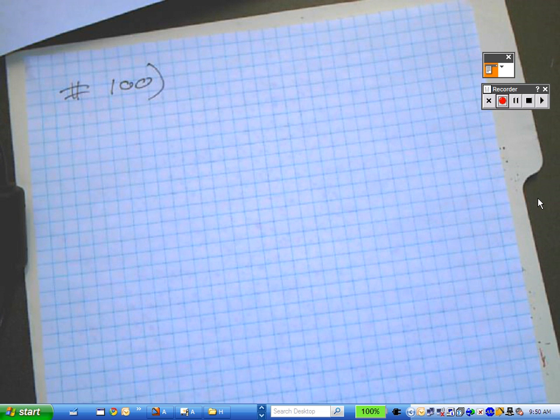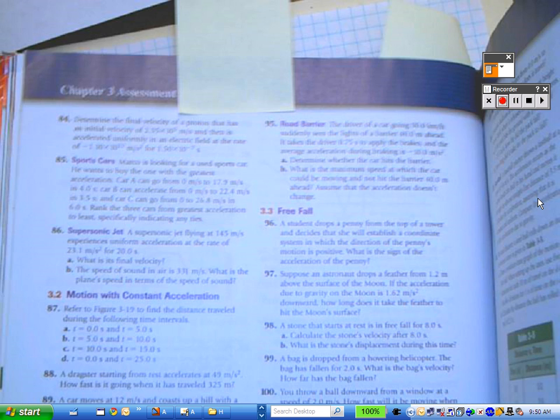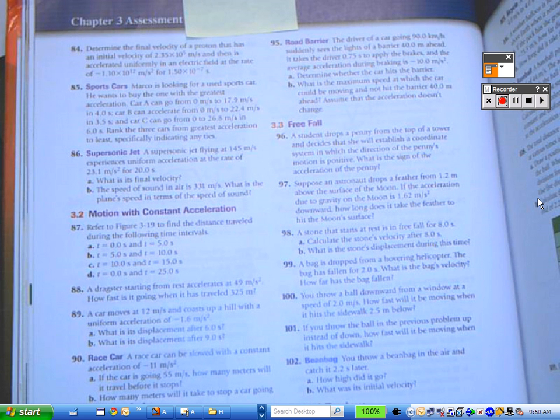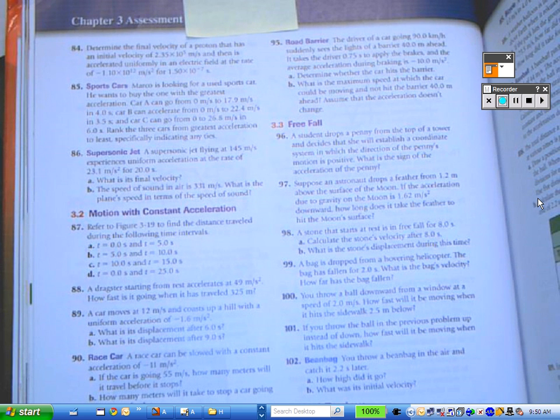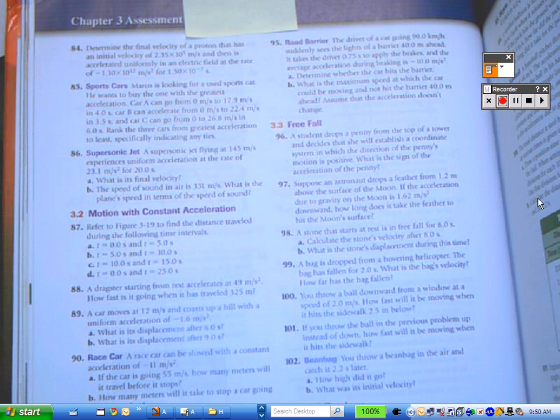So randomly, I chose number 100 from chapter 3, and we'll be in chapter 3 relatively soon in the year. Let me show you what number 100 is. If you look in your textbook, you'll see number 100 says this: you throw a ball downward from a window at a speed of 2.0 meters per second. How fast will it be moving when it hits the sidewalk 2.5 meters below?